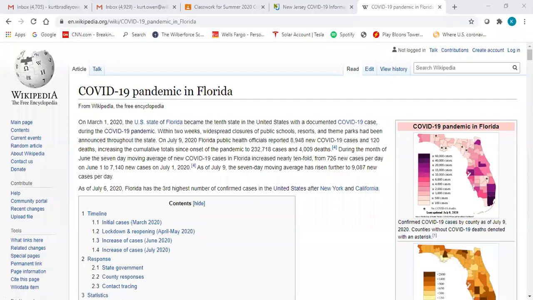Okay, so the starting point is to find data for Florida, right? So to do that, it's actually quite easy. Our friend Wikipedia comes into play here. And I went to the same page for Wikipedia that I had for Florida.